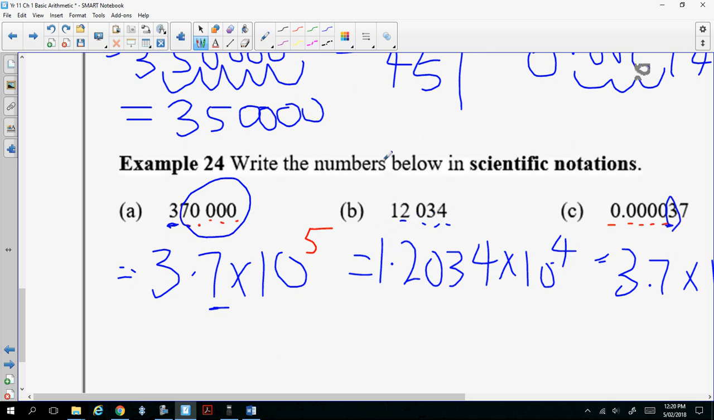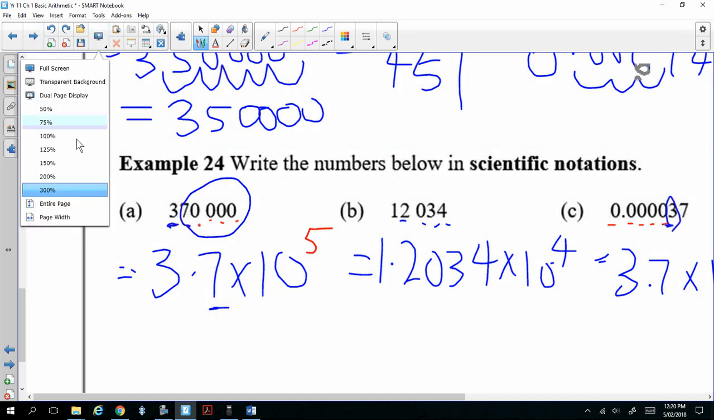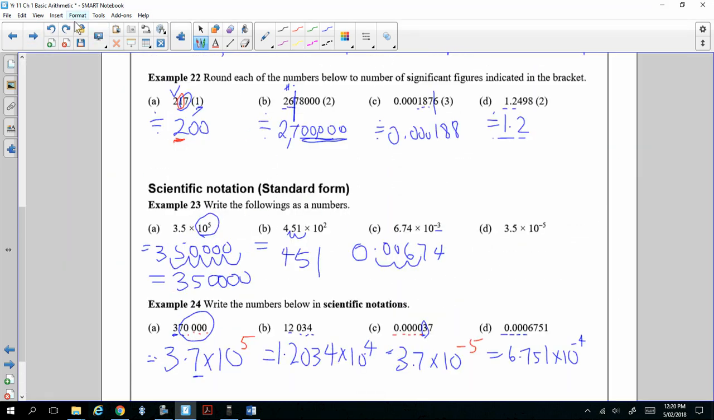Alright, now we have to do something new. This is scientific notation and significant figures. This is not taught in year 10, so this is new to you. So pay more attention. Alright, go to next page.